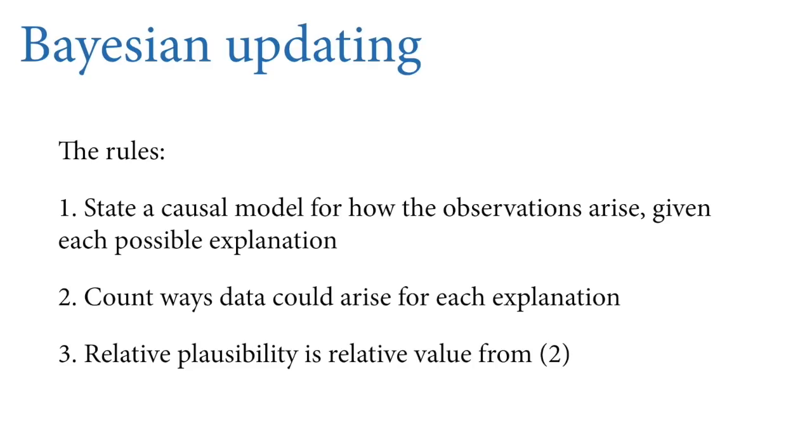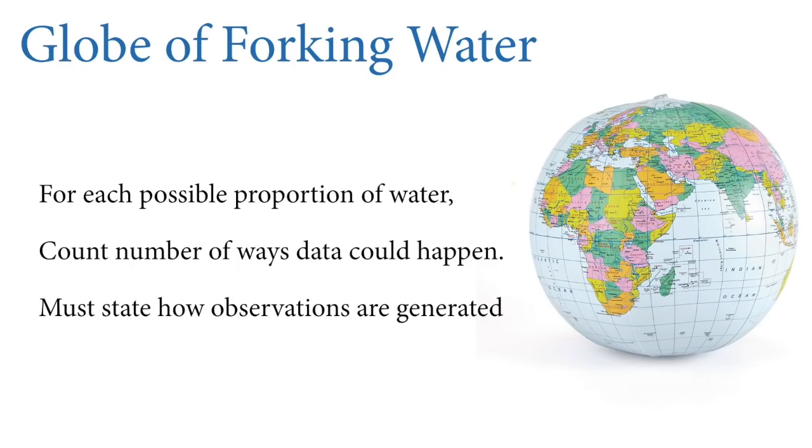But you'll see as we turn back to the water on the Earth example, you'll get a sense of what it does, what the information contained in these relative plausibilities is. But they tell us, in a crude sense, which explanations are plausible and which ones are much more or much less plausible than others. Okay, so let's go back to the globe now, and we're going to repeat all that counting, but now for an infinite number of possible explanations.